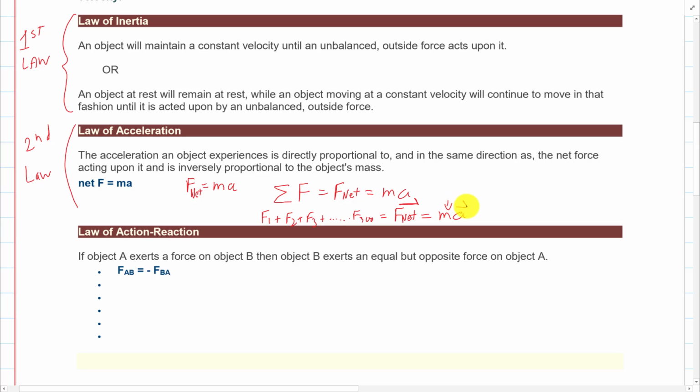The heavier object will accelerate less. The lighter object will accelerate more. So this is an interesting way of writing it. This is Newton's second law.